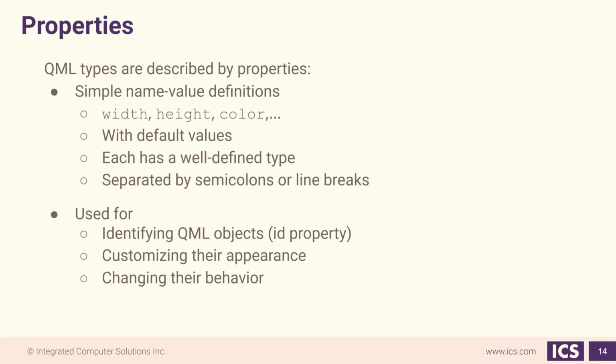Every QML object has properties. These are things like width, height, x, y. Each property has its own type and a default value. Our property values can be accessed by using the property name, and we can change them by providing a new value of the correct type. And this can be done either with a simple binding or the result of a function. There are many uses for properties, from identification all the way up to changing the appearance or behavior of the object.